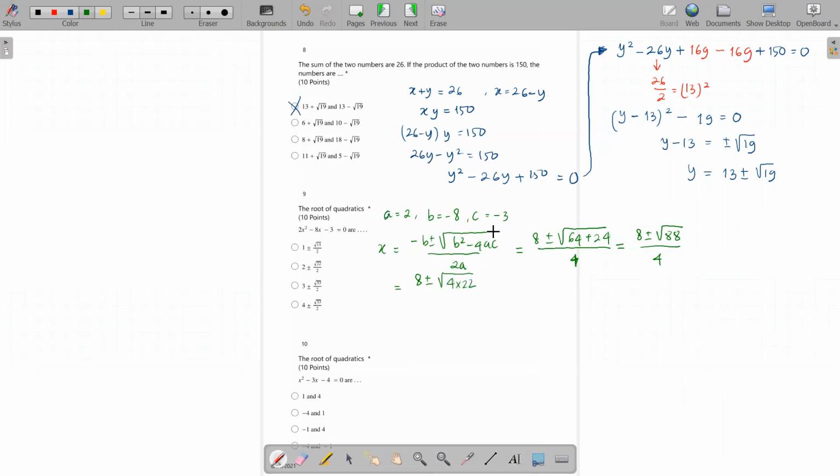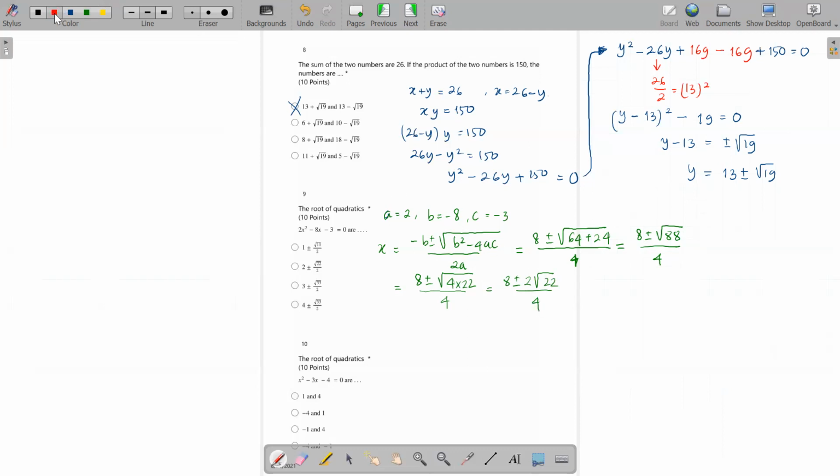Why am I making this into factors? Because I want to find the factor of square numbers. The square numbers are 1, 4, 9, 16. So the factors of the square numbers here are 4 and 22. Okay, so divide by 4. So I will get 8 plus or minus the square root of 4, which is 2, times the square root of 22, over 4.